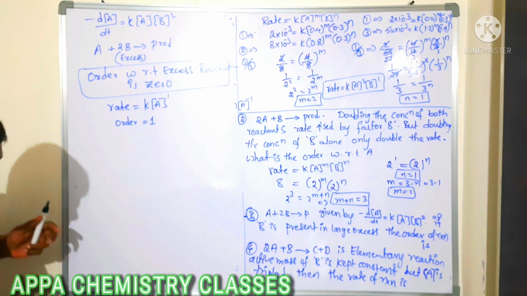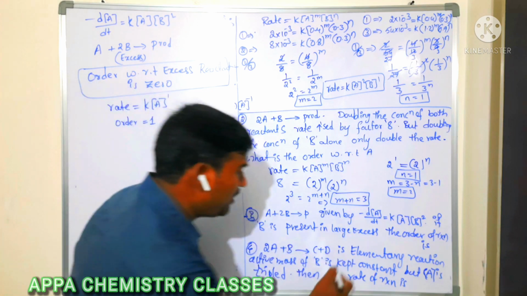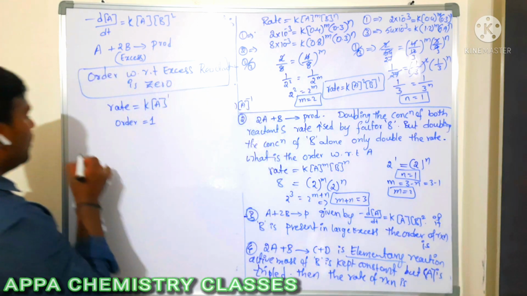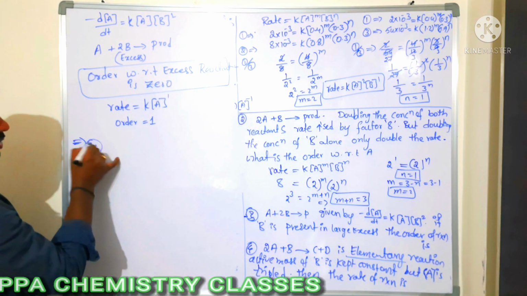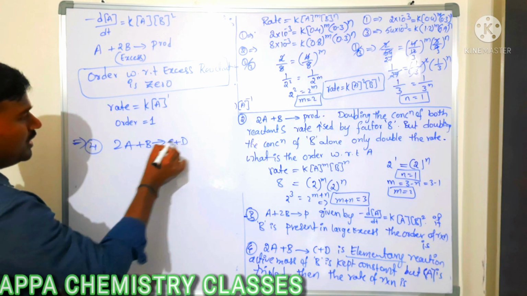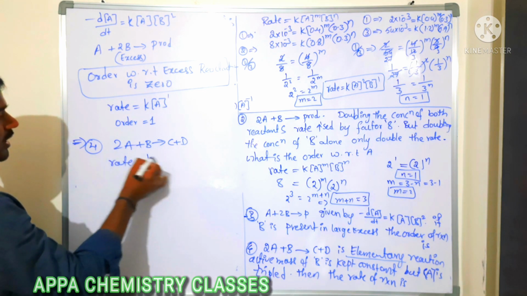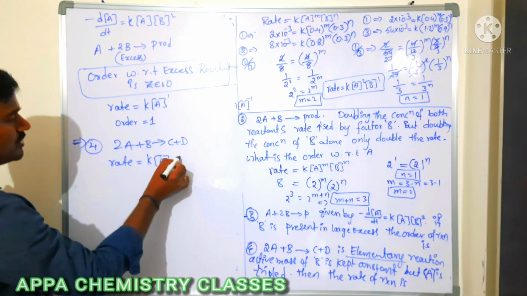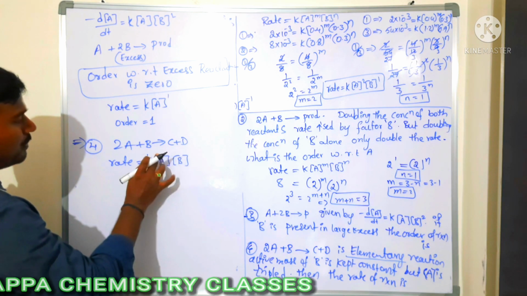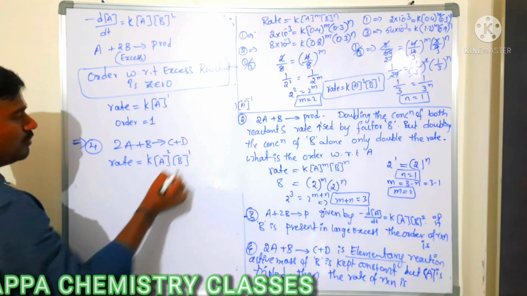So an easy question. It will be 2A plus B gives rise to C plus D. They mentioned here an elementary reaction. What we have to do? Fourth question. So for that elementary reaction, 2A plus B gives rise to C plus D, here the rate depends on the stoichiometric coefficients. That is, the product of concentrations of reactants, each raised to the power of its stoichiometric coefficient. That is A power 2, B power 1.